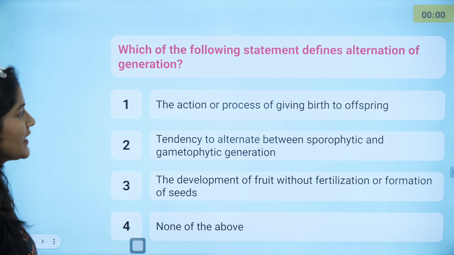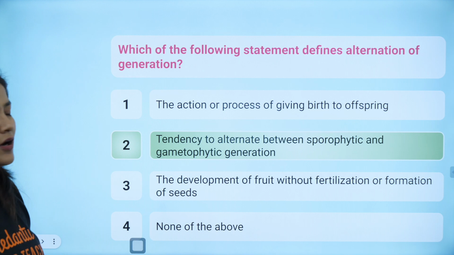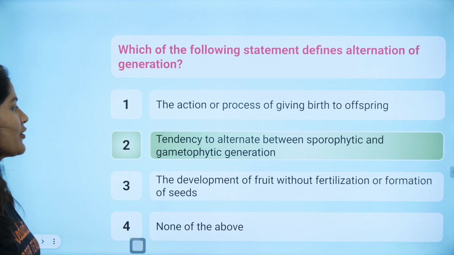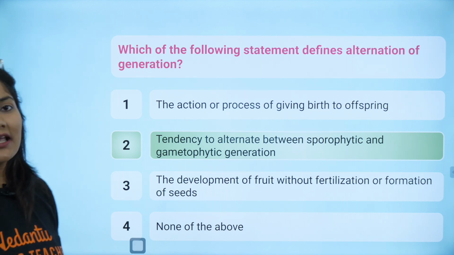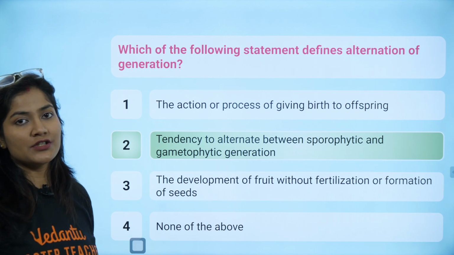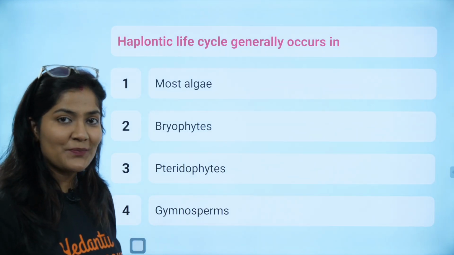Good job, kids. And the correct answer is option C. Option 2, that is the tendency to alternate between the sporophytic and the gametophytic generation, is known as alternation of generation, which is represented by your plants.